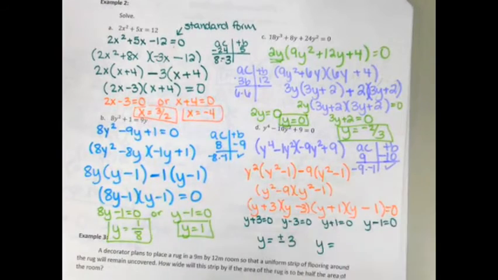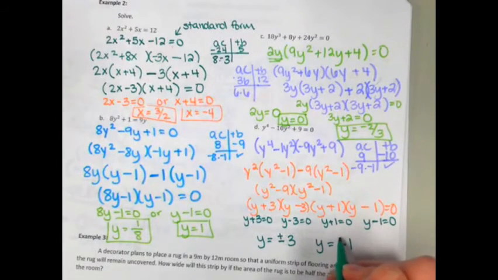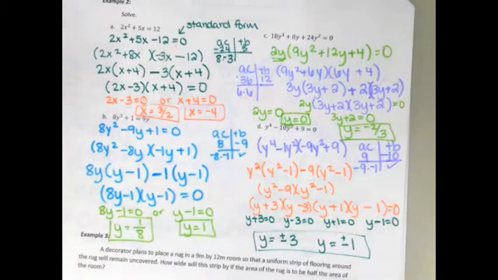And y could equal what? -1 and +1. So plus or minus 1. So there are your 4 answers. All right. Whew. Any questions with this one? Do you see why we reviewed factoring before we did it?